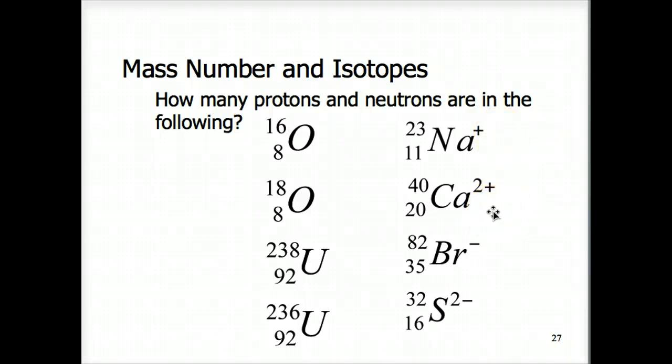Calcium is 2 positive, and so instead of having 20 electrons, it only has 18. Bromine is a negative charge, so instead of having 35 electrons, it has 36. And in sulfur, instead of having 16 electrons, it has 18 electrons. The number of protons are always the same, 11 for sodium, 20 for calcium, 35 for bromine, and 16 for sulfur. And then we subtract 23 minus 11 to get the number of neutrons. There will be 12 neutrons in sodium. There will be 20 neutrons in calcium, and you can do the other two.